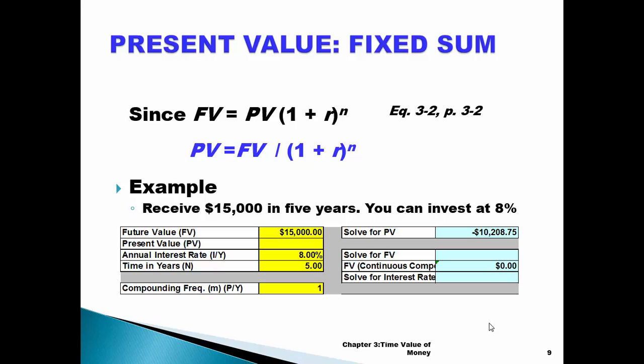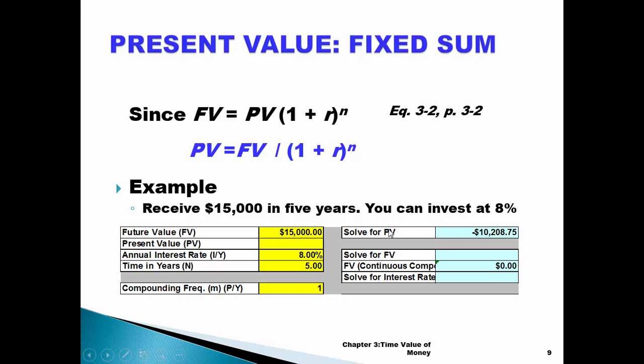What about present value? In this case, we're told you're going to receive $15,000 in 5 years, and you can invest at 8%. So what is that $15,000 worth to you in today's money? Well, we need to plug in the data into our time value worksheet. 15,000 is the future value. You're going to get that in 5 years. You're told that 8% is the interest rate. And we'll keep the compounding frequency simple here and just say it's going to be 1 time a year.